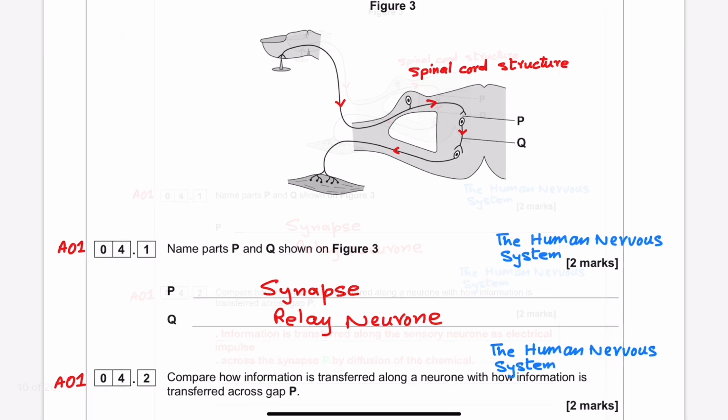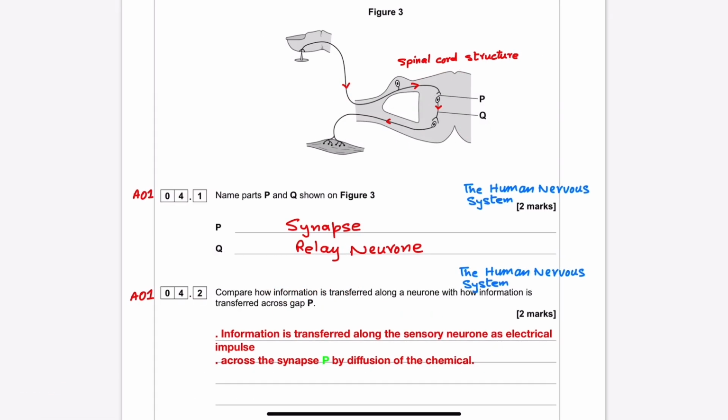Let's see the model answer. The information is transferred along the sensory neuron as electric impulses, across the synapse P by diffusion of the chemical. The information when it comes here, the neuron releases the chemicals. The chemicals start diffusing through the gap into the relay neuron.